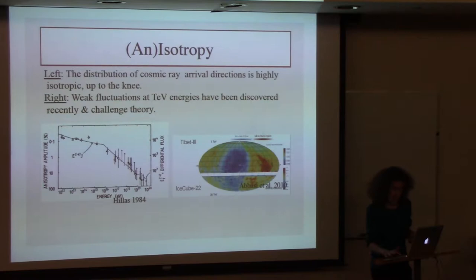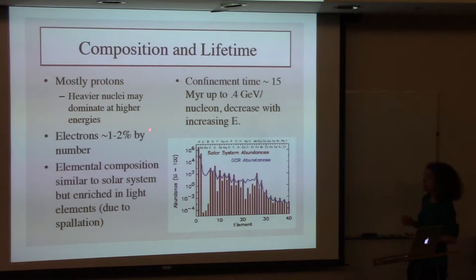So at the GeV energies, there's mostly protons. There seems to be a transition to heavier nuclei at higher energies. The electrons are way down, 1 to 2% by number. The elemental composition is very similar to the solar system. So in red, you see the solar system abundances, and in blue, you see the cosmic ray abundances.